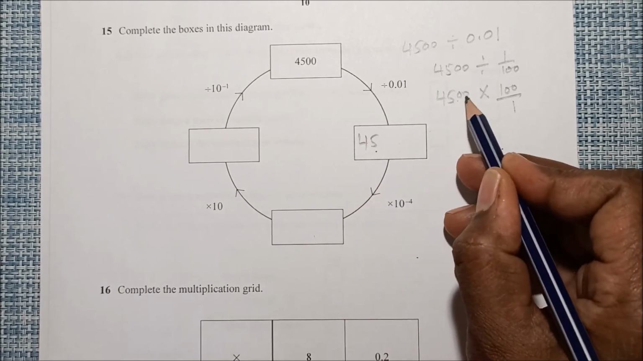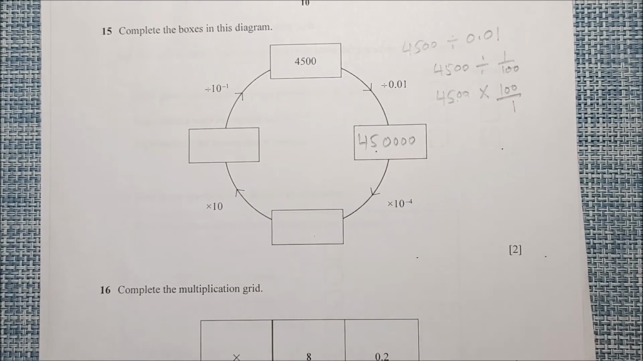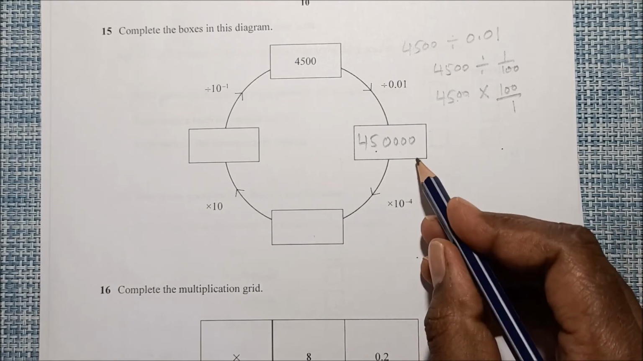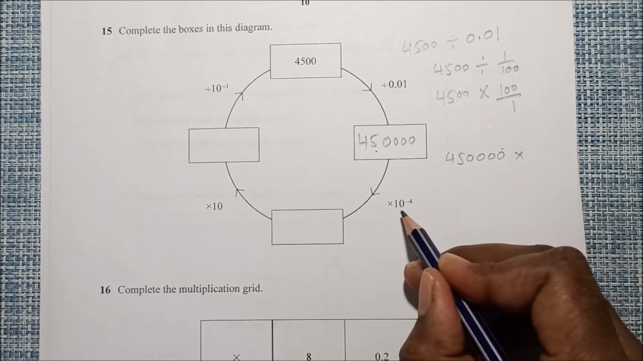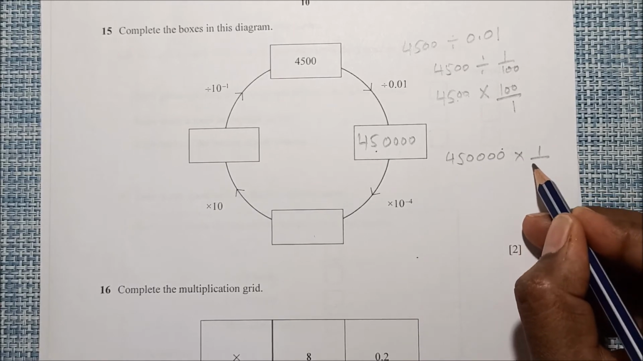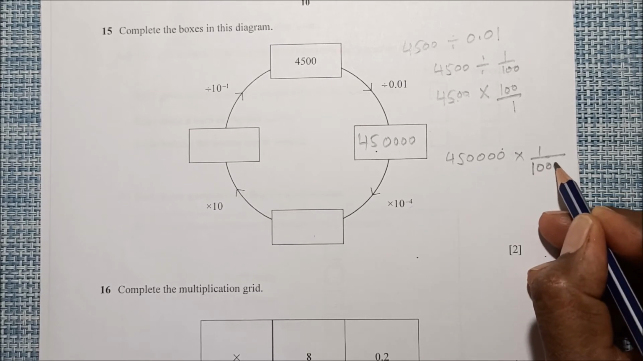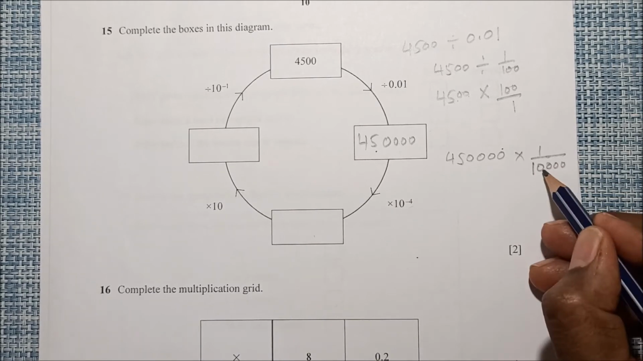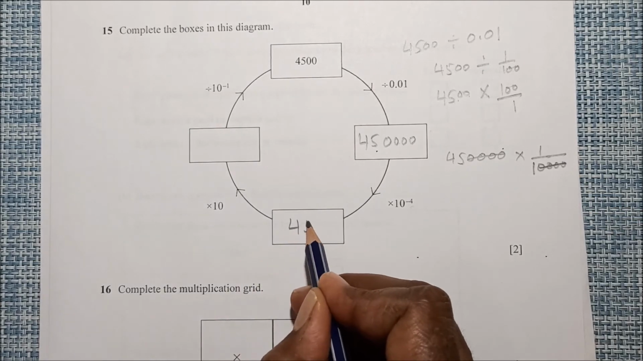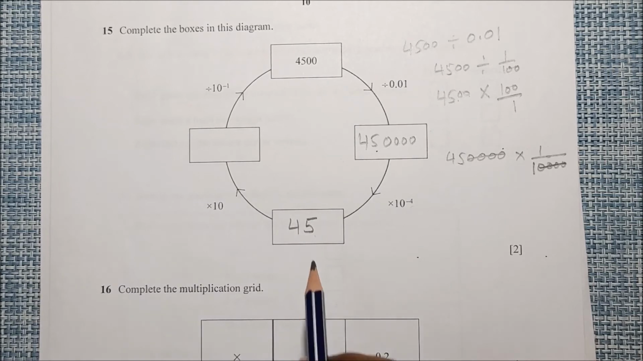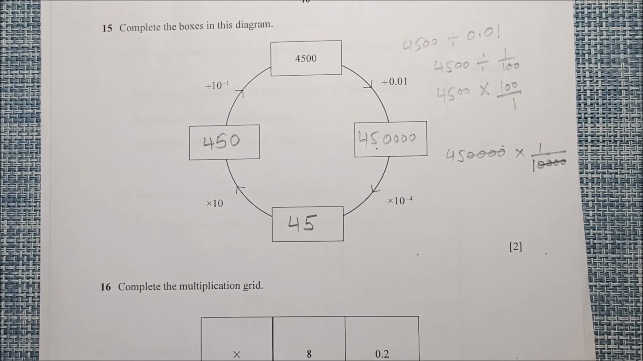So 4, 5, 1, 2, 3, 4 zeros. So this will come here. Then this is multiplied by 10 power negative 4. It can be written as 10 power 4. 10 power 4 is 1, 2, 3, 4 zeros. So these 4 zeros are cancelled with these. So our answer is 45. Now 45 times 10 is 450. So we are done.